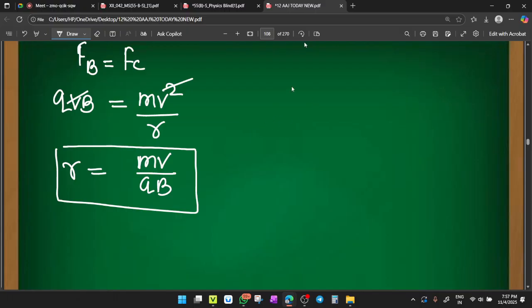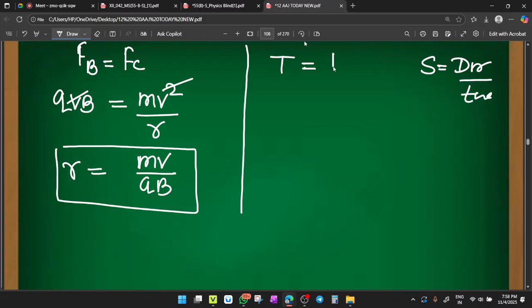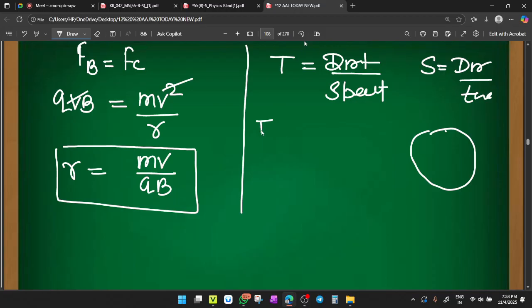Clear? Now, if I am talking about the time period, so time is equal to what? As we know, speed is equal to distance upon time. So time is equal to distance upon speed. For one complete revolution, distance becomes 2 pi r. R is the radius, and we should take the small r as we have derived here. Upon speed, speed equals v, right? So place the value of r here.